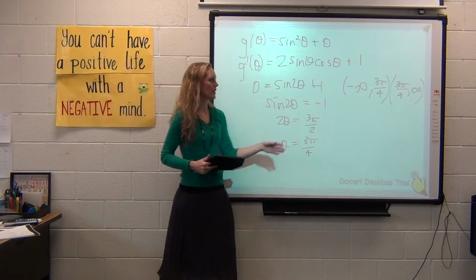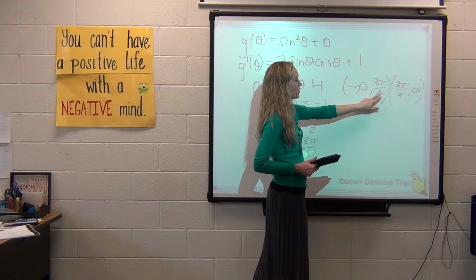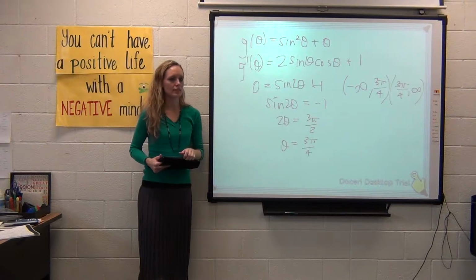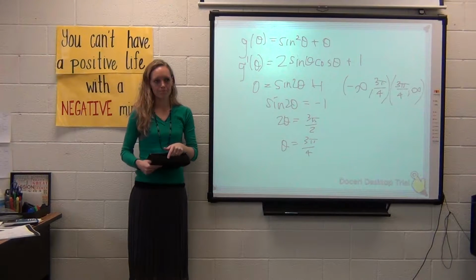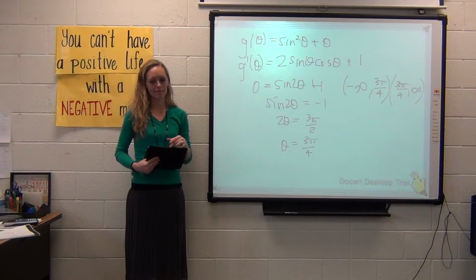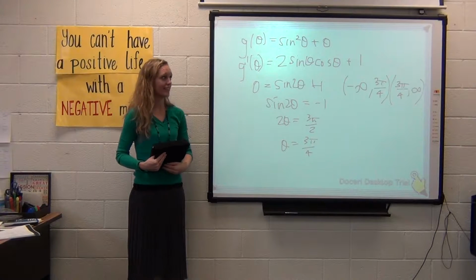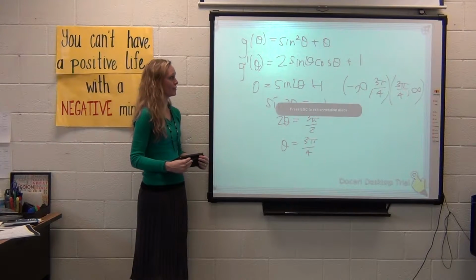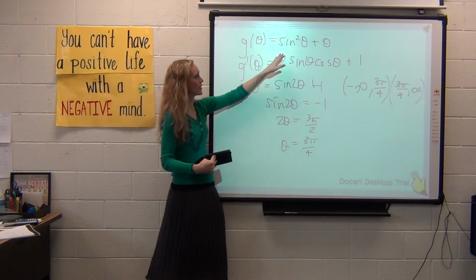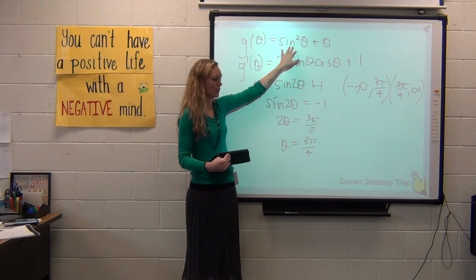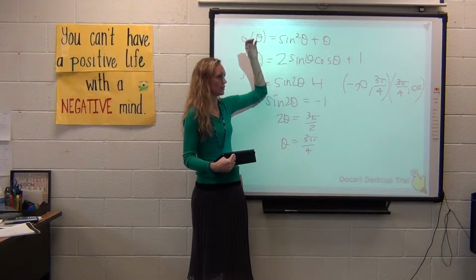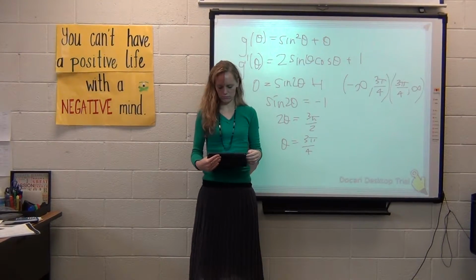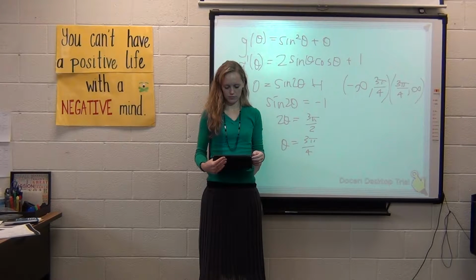So going from negative infinity to 3 pi over 4, what's a value in there that's going to make this easy? 0. Let's plug in 0. So sine squared of 0 is what? 0. Plus 0. It's 0.